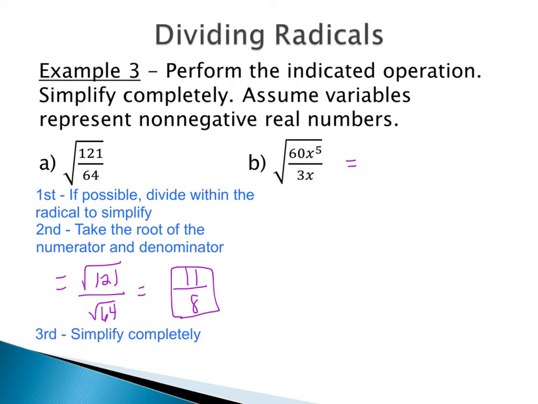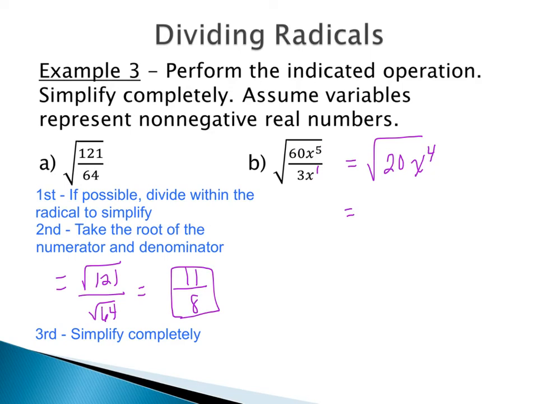For part B, looking at what we have inside the radical, it looks like we can simplify this. Remember, when we are simplifying, we still have the square root around it. So 60 divided by 3 would just be 20. X to the 5th divided by x, well, remember that's a power of 1 in the denominator, so x to the 5th divided by x to the 1st, subtract your exponents when you're dividing, you're left with x to the 4th.